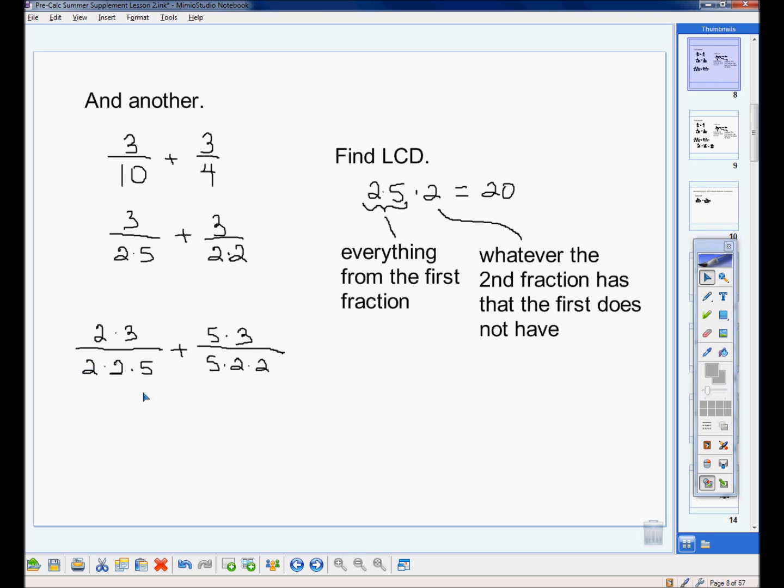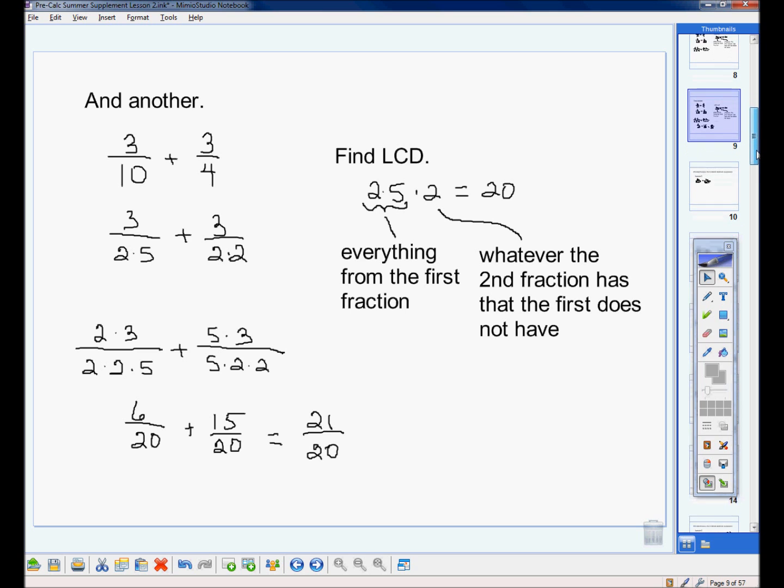In order to get that least common denominator, this one needed the extra 2, so multiply numerator and denominator by 2. This one needed the extra 5, so multiply numerator and denominator by 5, giving you 6/20 plus 15/20, total of 21/20. As always, we check to see if it can be reduced, and this one can't.